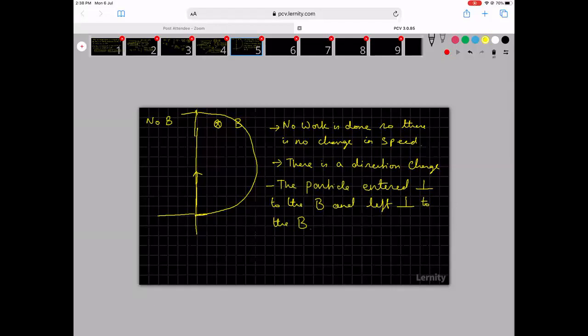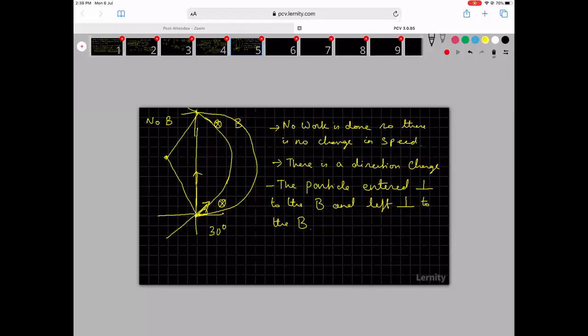Now, the question that I want to ask is, what if it goes at an angle? Suppose it goes at an angle of 30 degrees. So what? The magnetic field is still perpendicular this way. But now the center of the circle will be somewhere here. So the particle will continue to go this way and it will leave somewhere. Wherever it leaves, even there, the particle will go perpendicular to it.